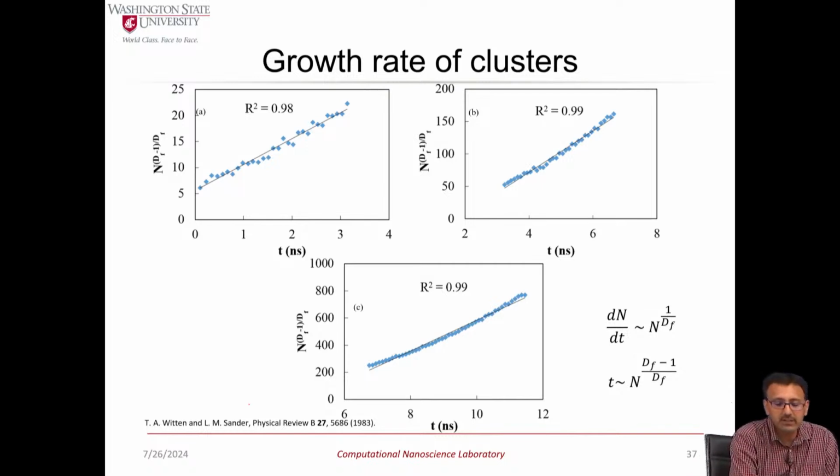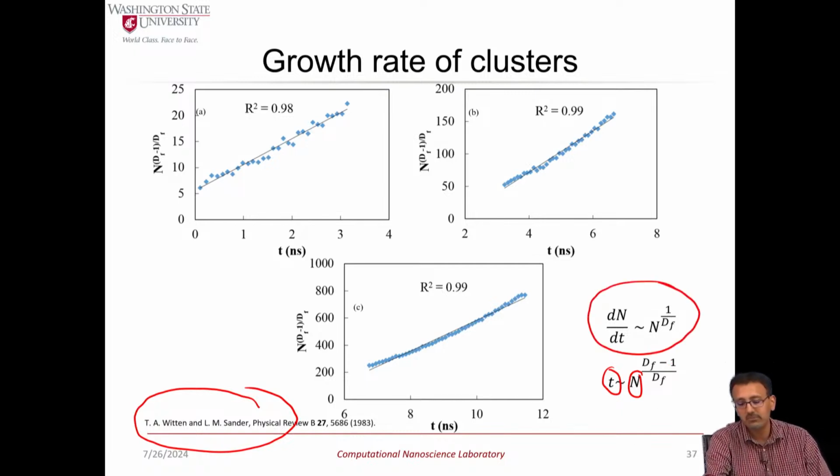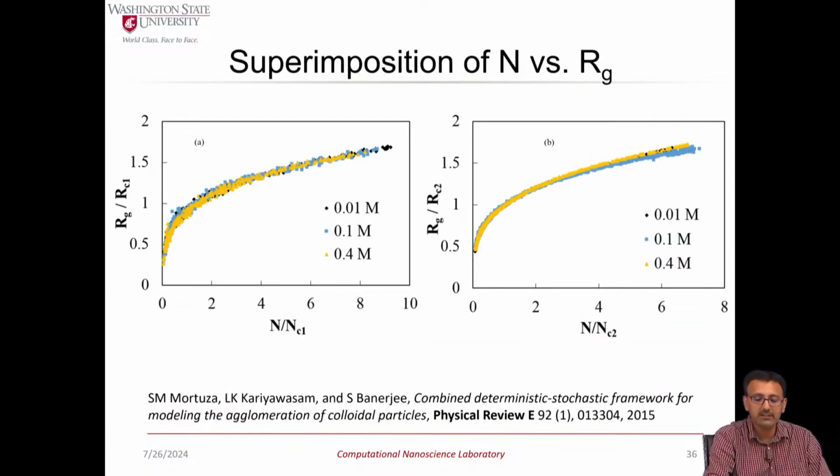In this community, another very popular model that is used quite often, from Witten and Sander, is that you can come up with a time scale if you know the size of the cluster, and if you can come up with an expression for the growth rate of the cluster with respect to the current size and its fractal dimension. In our case, we already have the cluster size and the fractal dimension that we have characterized here.